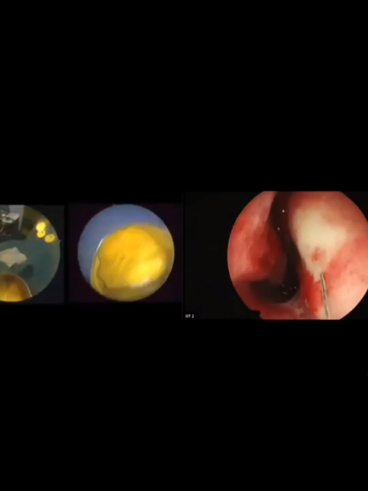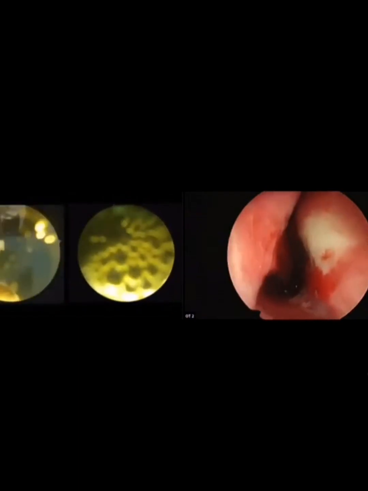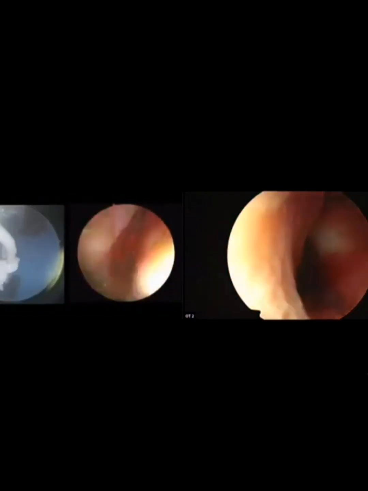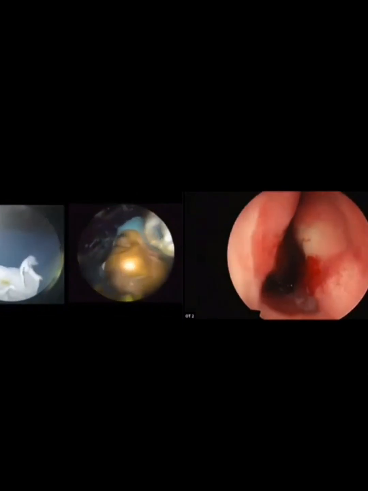Can we shift to OT1 to see Dr. Hitesh's surgery? And we right now have the third surgery also on.